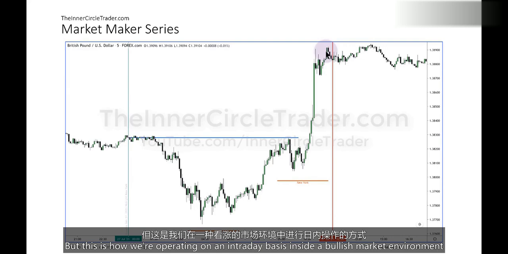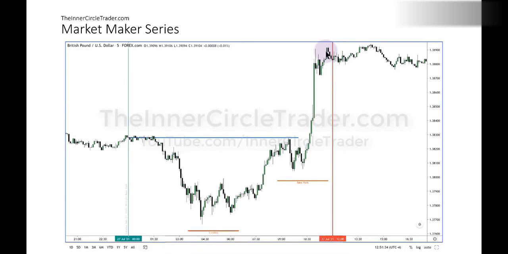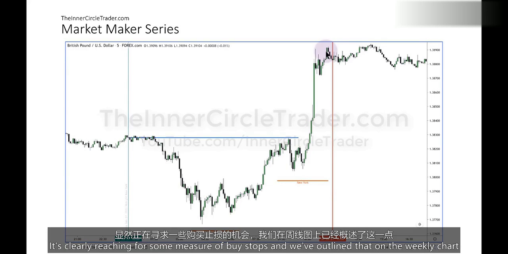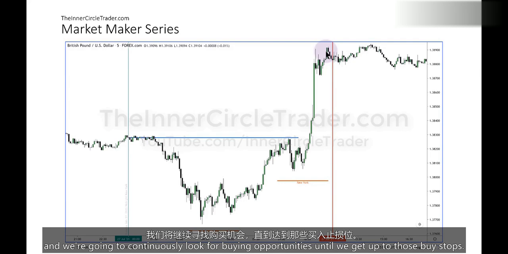But this is how we're operating on an intraday basis inside a bullish market environment, in a market that's shown a willingness to be bullish because of SMT below a sell-side liquidity pool in the daily chart. It's wanting to go higher. It's clearly reaching for some measure of buy stops, and we've outlined that on the weekly chart. We're going to continuously look for buying opportunities until we get up to those buy stops.